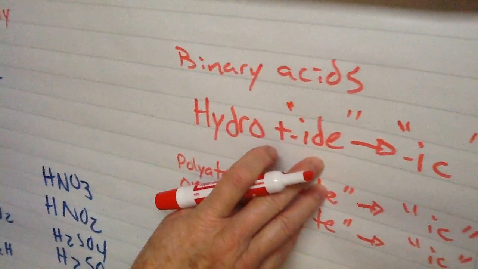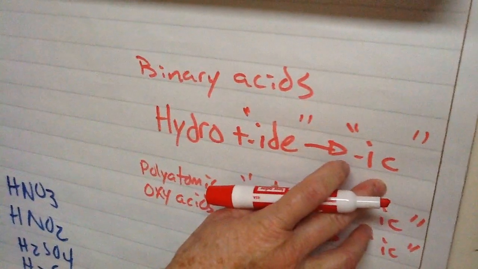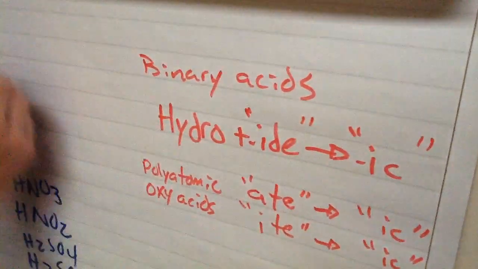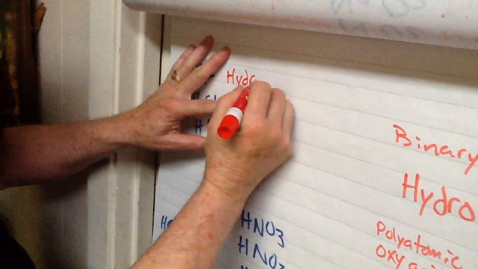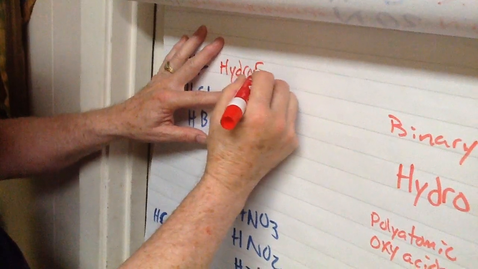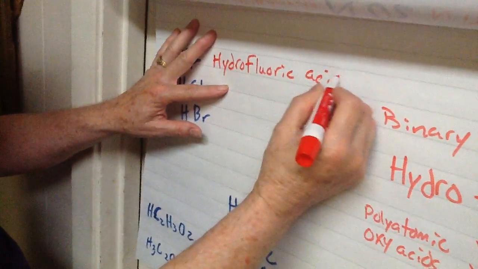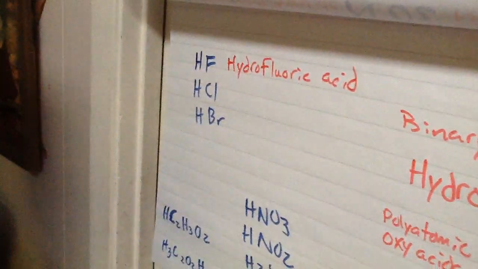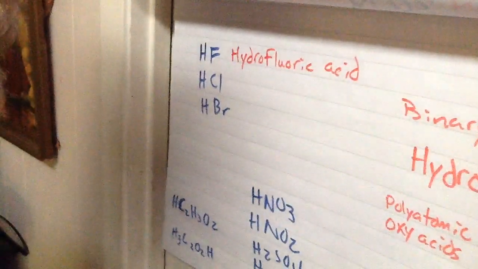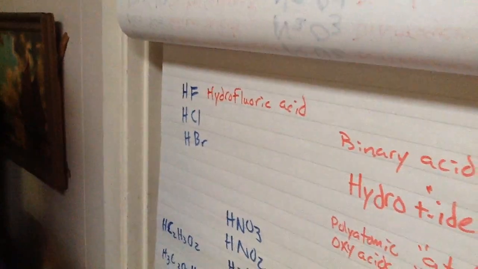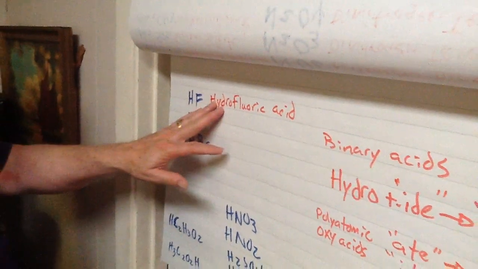So my "ide," hydrogen fluoride, my "ide" became "ic." And I added the hydro. So hydrofluoric acid. This is the one that dissolves glass, penetrates skin, and then ionizes and causes lots of damage.